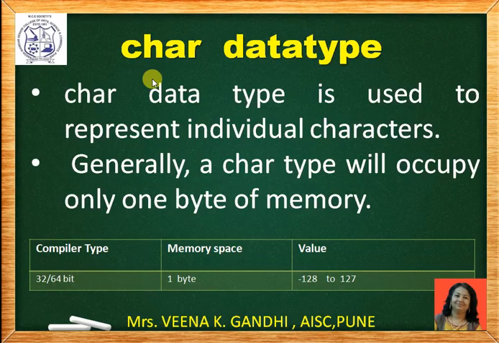Let us see primary data types. First is the char data type. It is used to represent individual characters. Generally, the char type occupies only 1 byte of memory. Here you can see on a 32 or 64-bit compiler or 16-bit compiler, it occupies 1 byte of memory and it accepts values in the range minus 128 to 127. That is minus 2 raised to 7 to 2 raised to 7 minus 1.